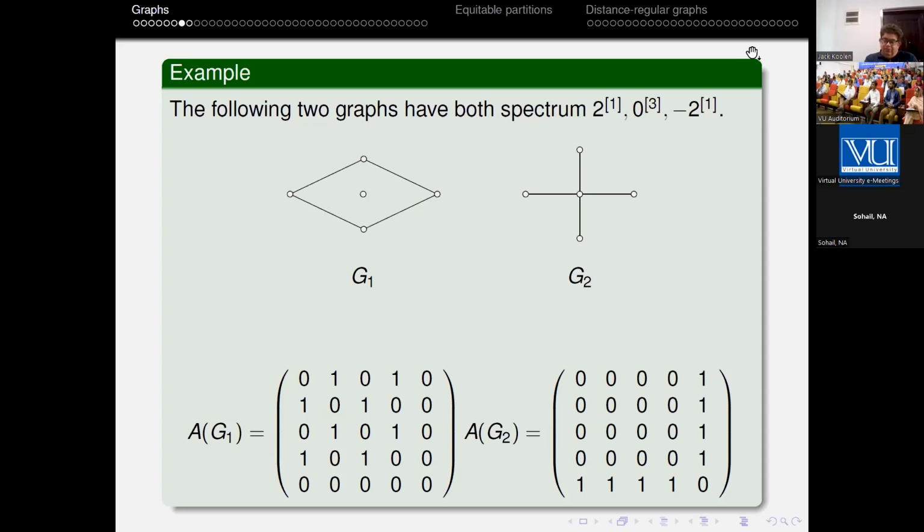And here below you see the adjacency matrices. It's not so difficult to prove that they really have spectrum {2, 0^3, -2}. But I'm not going to do that today. It would be a nice homework for you to do this yourself. It is not difficult to prove this. And I will give many ways to prove it later, so don't worry.